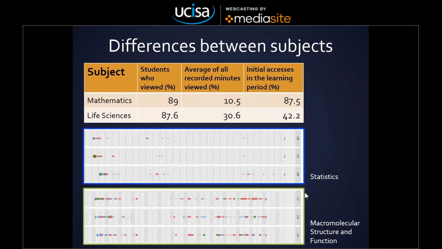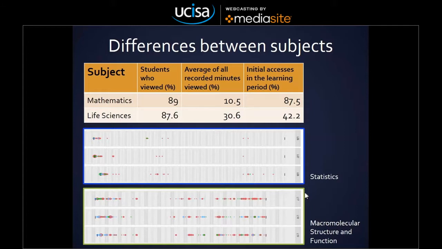In Maths, the students tend to use the materials immediately. They dip in, they use a small amount, they go straight to the bit that they didn't understand, they look at it, they understand it, and then they move on and they don't go back to that recording again. In life sciences, students are using it a lot more. They're using the end-to-end, the whole recording, and they're using it throughout the whole time from the lecture right through to the exam. And we don't know why.